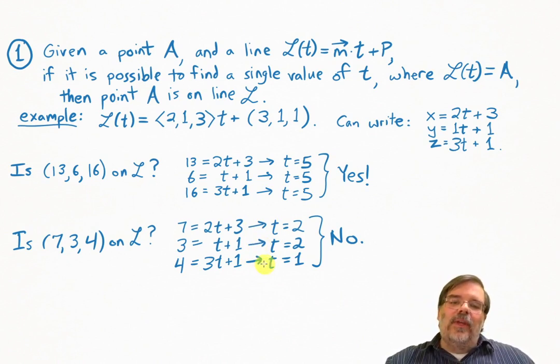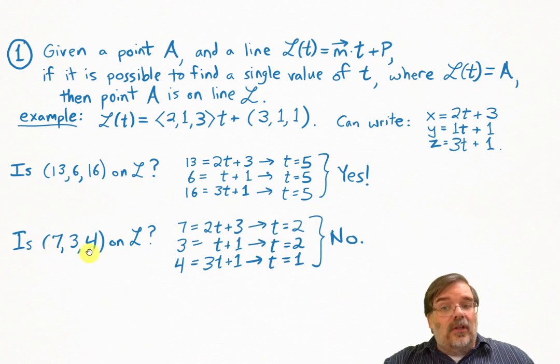However, when you solve the z equation, you find t is equal to 1. So this line passes close to this point, right? When time t equals 2, you do pass through 7 and 3, but when the time is 2, you don't satisfy this value here, right? You realize by solving this that you passed through this z coordinate at an earlier time, right?